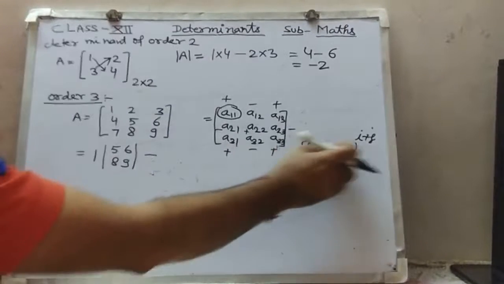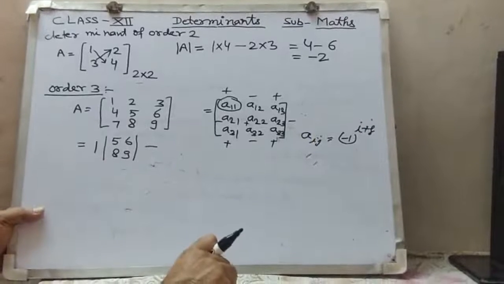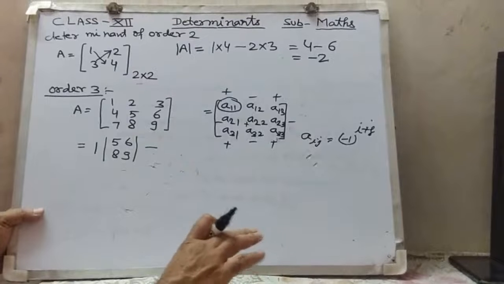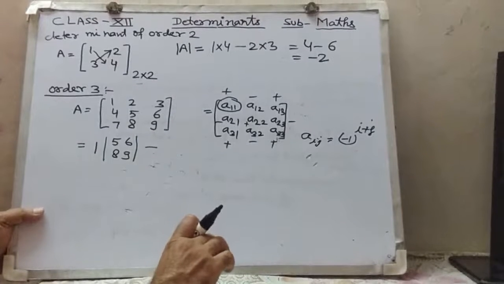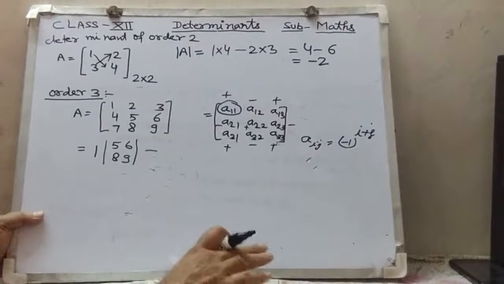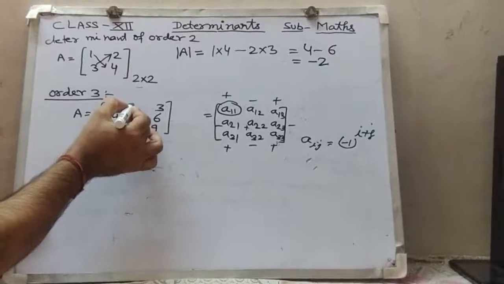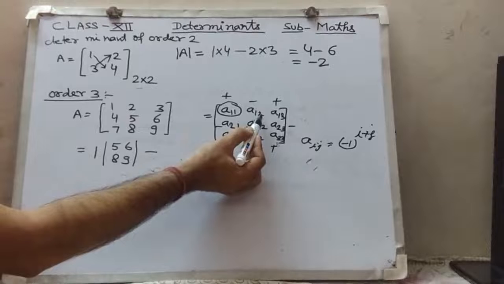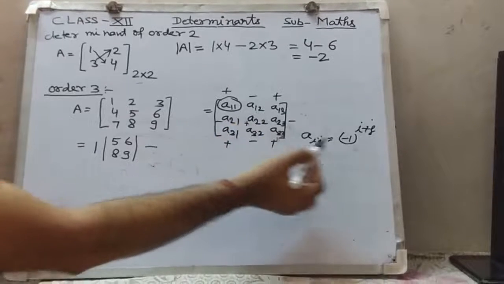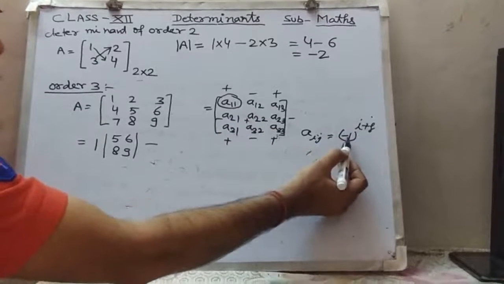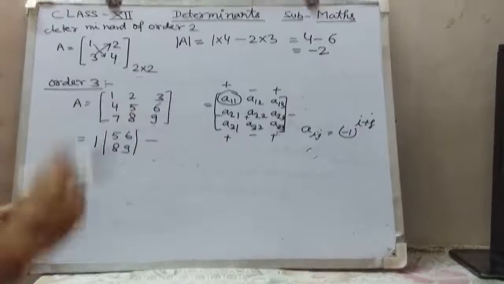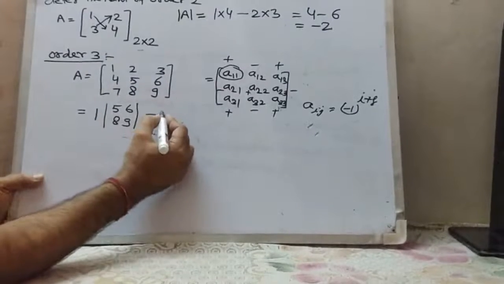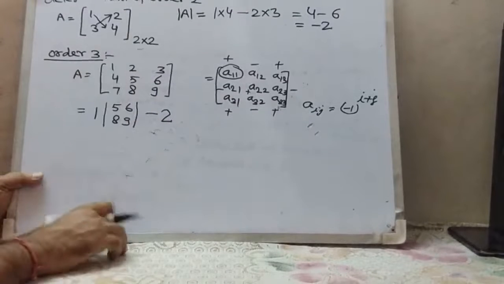If the sum of these two is even, then its sign will be positive. If it is odd, then its sign will be negative. So here you can see this is the element A12, and the sum of 1 and 2 is 3, that is odd. So minus 1 raised to the power 3, that is minus 1. That's why we are putting here the negative sign. So after putting the negative sign, we will write the element here, 2.